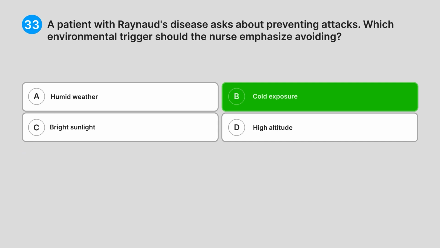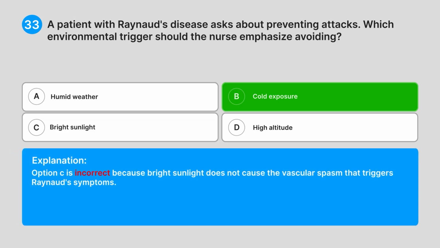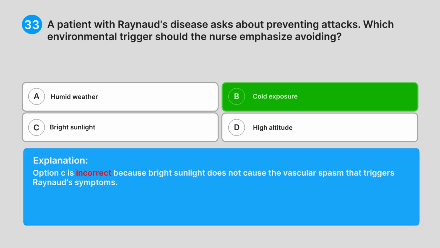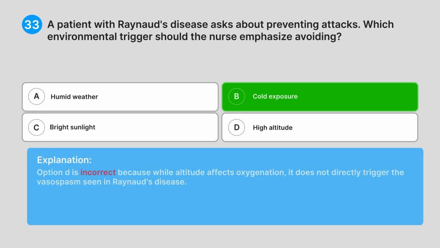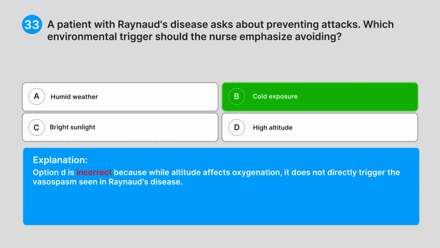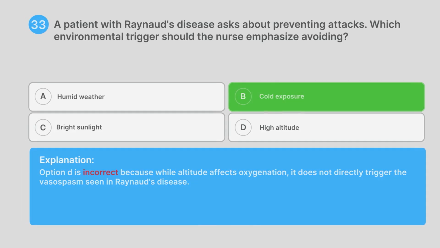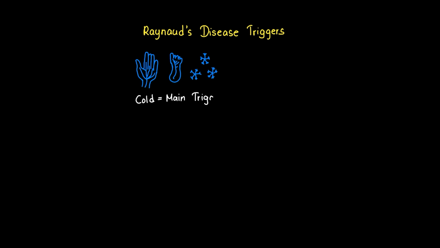Option C is incorrect because bright sunlight does not cause the vascular spasm that triggers Raynaud's symptoms. Option D is incorrect because while altitude affects oxygenation, it does not directly trigger the vasospasm seen in Raynaud's disease. Raynaud's disease prevention focuses on understanding the primary trigger that causes vasospastic attacks. In Raynaud's, small arteries in fingers and toes overreact to cold temperatures or stress.